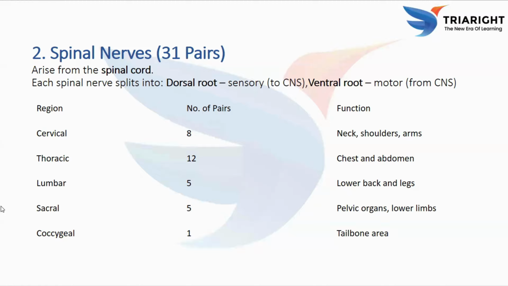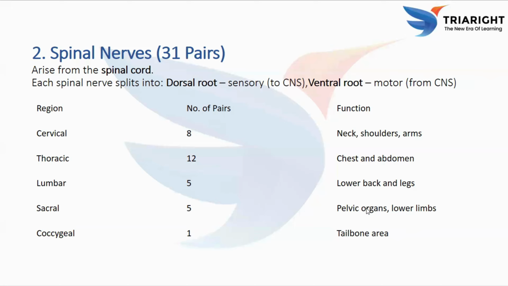And the lumbar spinal nerves, there are five pairs of lumbar spinal segments. They control the lower back and also the leg movements. So the sacral spinal segments. What are sacral spinal segments? These are five pairs. They control the pelvic organs and also the lower limbs. The coccygeal spinal nerve is only a single pair. It controls the tailbone, the coccyx area.